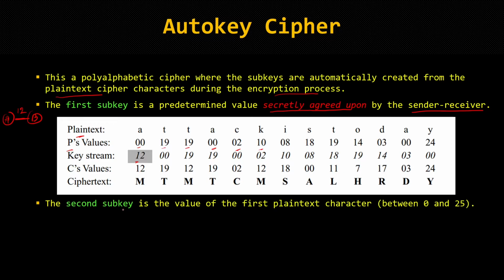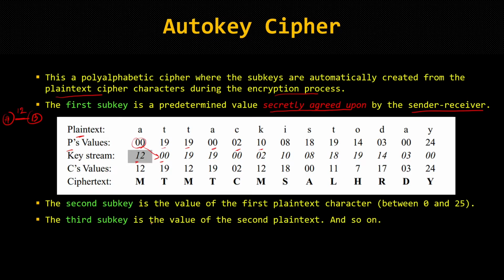Now the second subkey is the value of the first plaintext character. So the second subkey, which is this one, is the value of the first plaintext character, right? Then the third subkey is the value of the second plaintext character. So the third subkey, this is our third subkey, and the third subkey is the value of the second plaintext character. So it will go on. As you can see, this will go on. So this is how the key stream is usually generated.